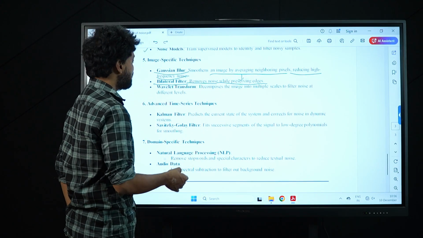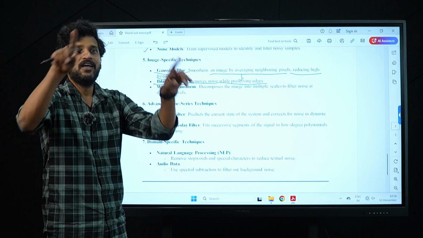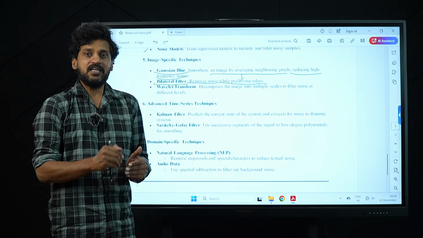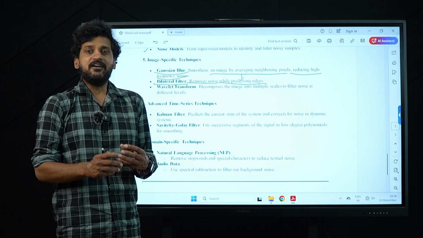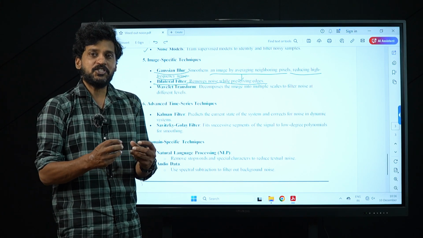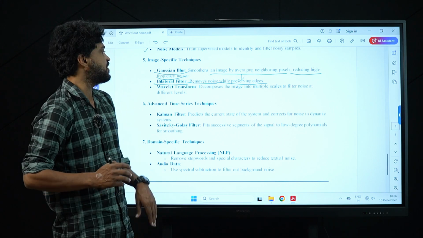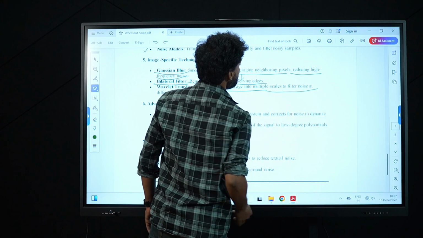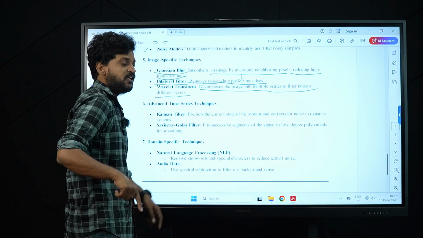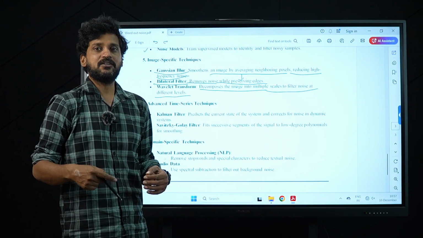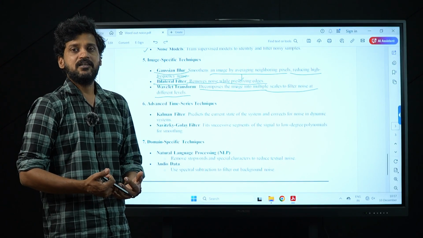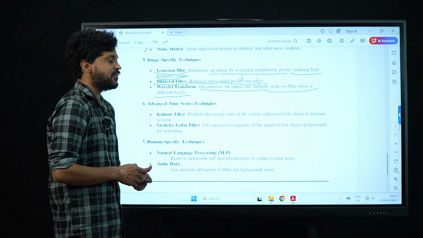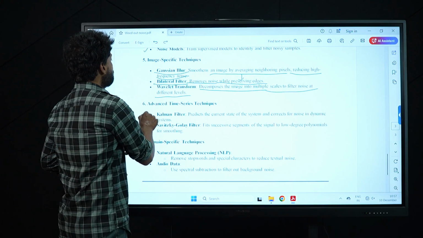Next thing is wavelet transform. What is wavelet transform? The entire picture will be decomposed into smaller segments, and if you divide it into segments, you will be able to identify the errors and the noise correctly. This is how it decomposes the image into multiple scales and filters the noise at different levels. At each level, noise will be filtered. Right after, if you join it back, you will be able to get a complete picture.